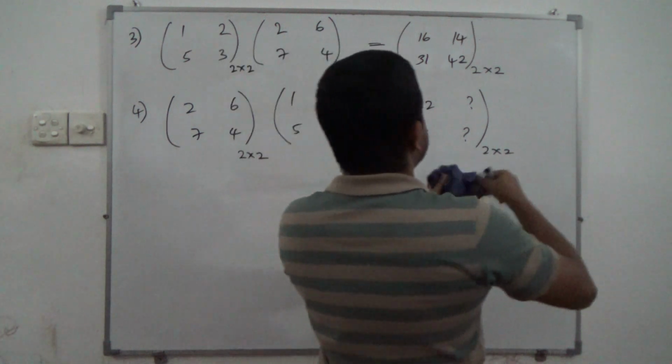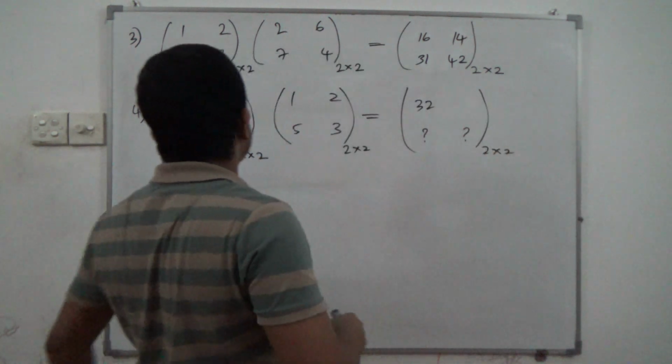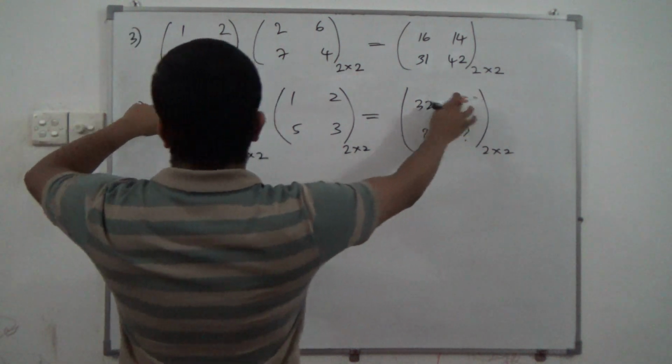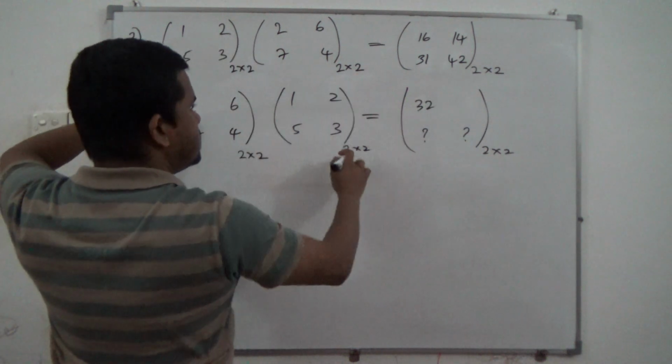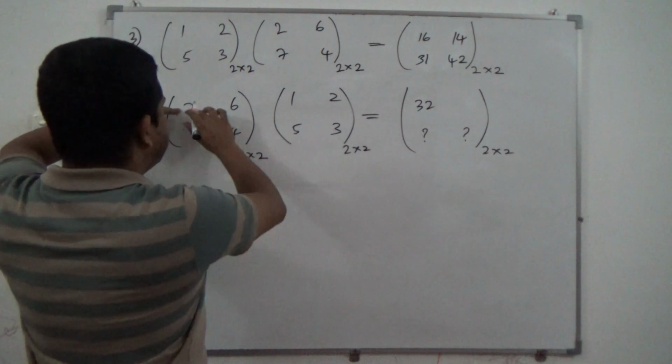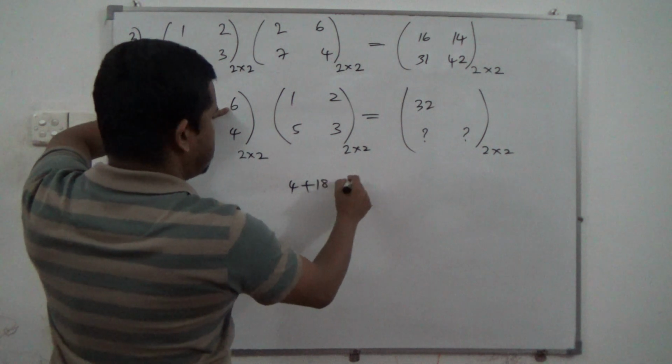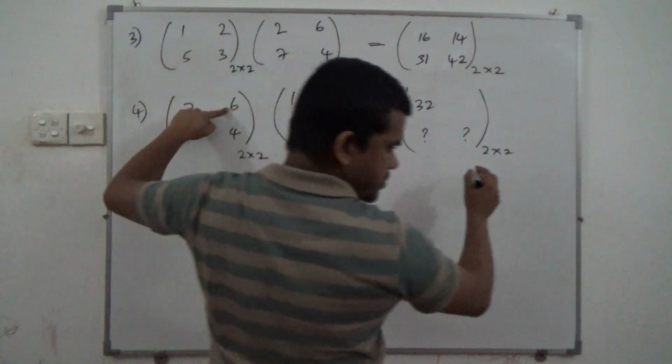Now let's find this value. Then we have to consider this one and this one. 2 into 2, 4. 6 into 3, 18. 22.